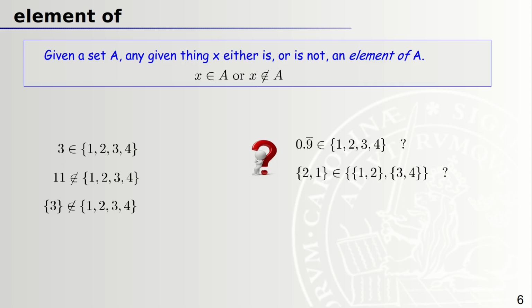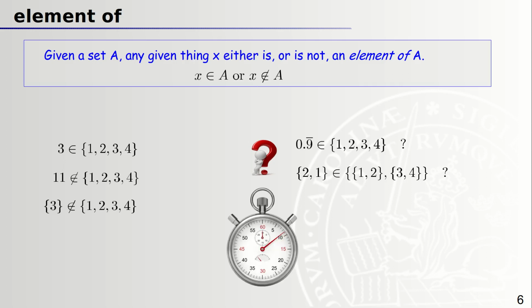With that, what about those two statements? 0.9 repeating, is that an element of {1, 2, 3, 4}? And is the set containing 2, 1 an element of the set containing {1, 2} and the set containing {3, 4}? By the way, during these videos, I shall occasionally ask these kinds of questions and then pause a short moment with a stopwatch. This gives you the opportunity to pause the video and think about your answer to the question if you like, and then continue to see whether it agrees with the one that will then be given.